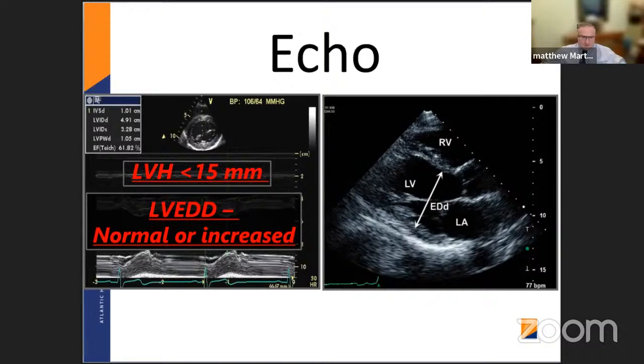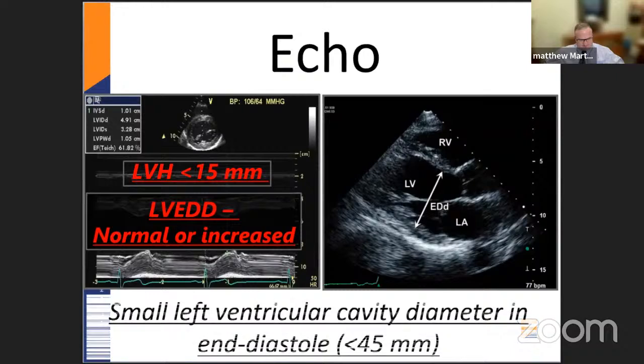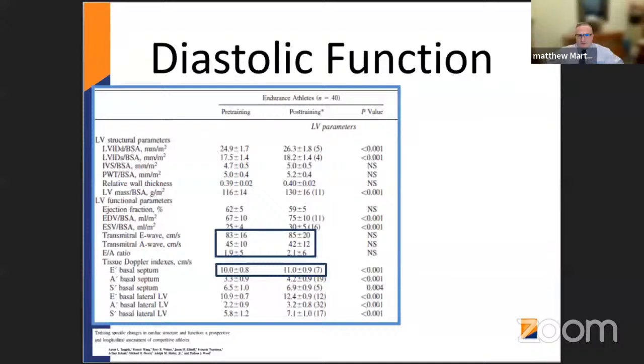If the ventricle is smaller, if there's a decreased ventricular chamber size, especially under 45 millimeters, this is a predictor for hypertrophic cardiomyopathy. So 14, 15 millimeters thick with a ventricle that's smaller would really favor hypertrophic cardiomyopathy.